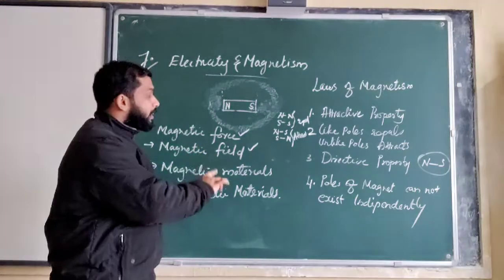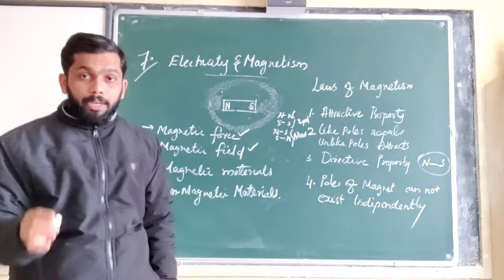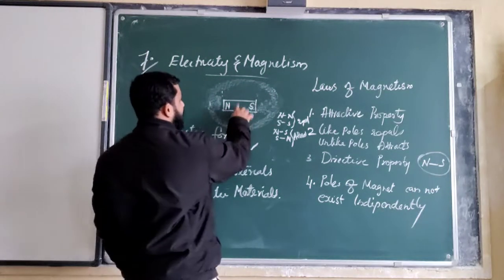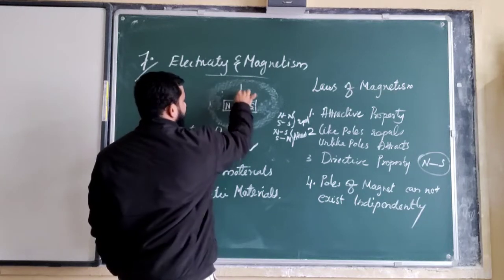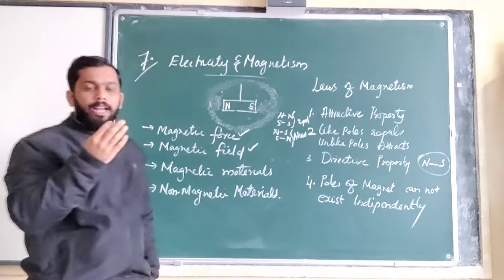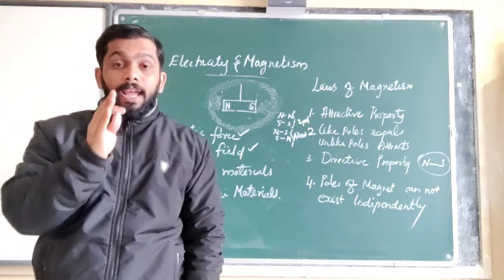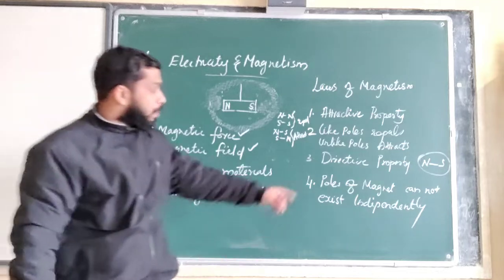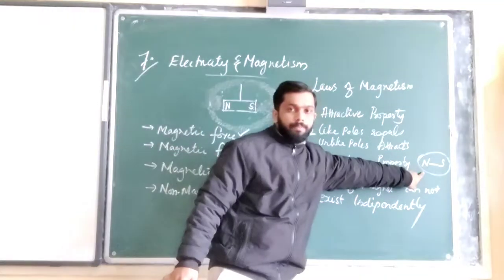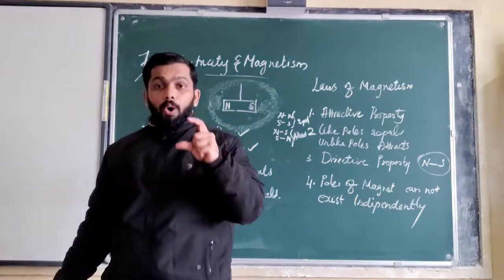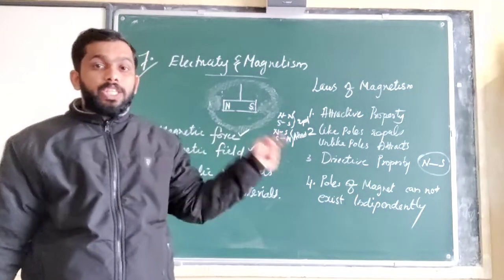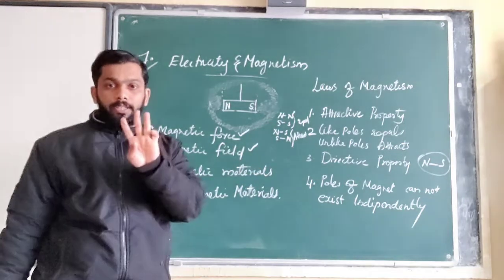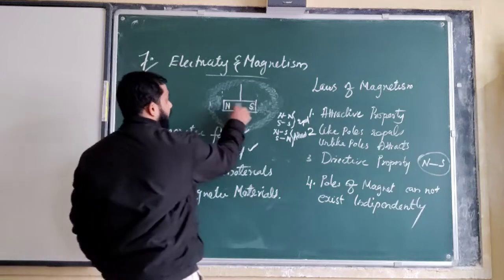Third law, directive property of the magnet. Suppose I am taking a magnet and freely suspending it. I will make it shake, and after shaking it will come to rest. When a freely suspended magnet is at rest, it will always point in the north-south direction of the earth. This property of the magnet is called directive property of the magnet. Third law. So we have the north pole and the south pole.